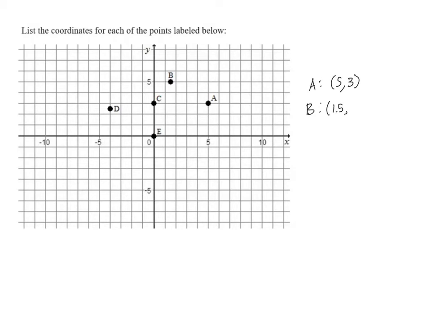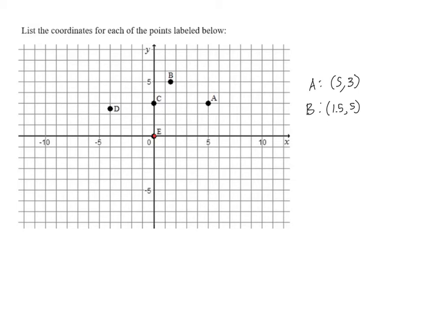Either way of writing it is fine. Now the y-coordinate, if we look to see how far up that is, we've got 1, 2, 3, 4, 5 units up. Or if you look to the left, it's at the same height as 5 on the y-axis. So the y-coordinate is 5. So point B has coordinates 1.5, 5.